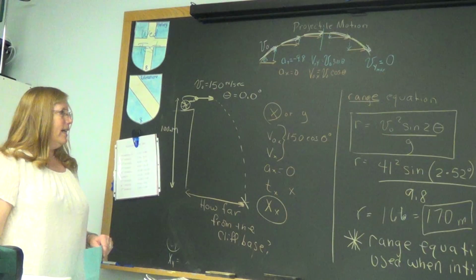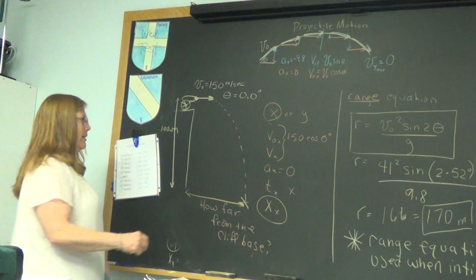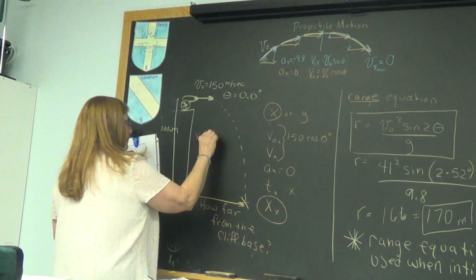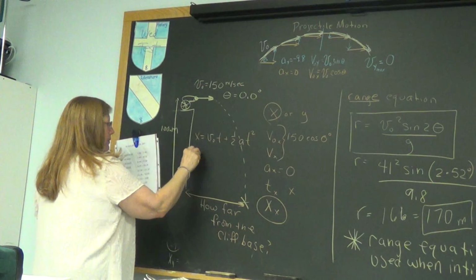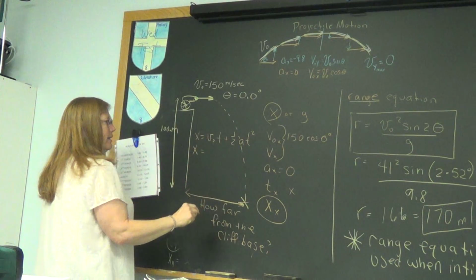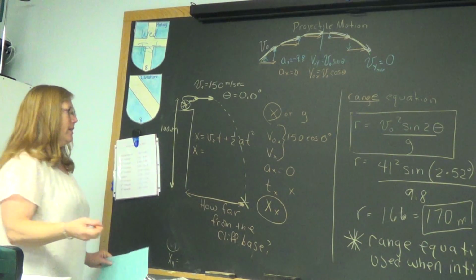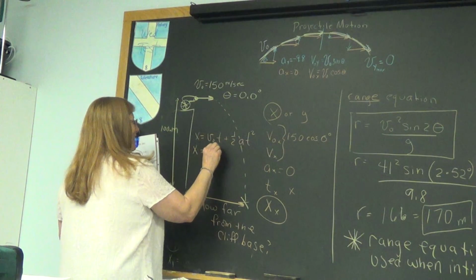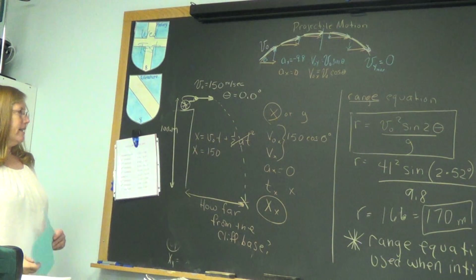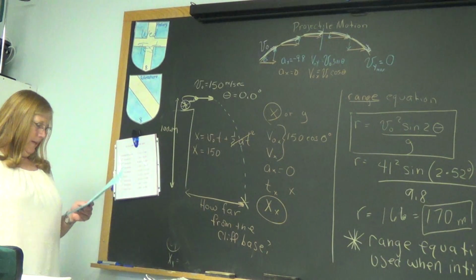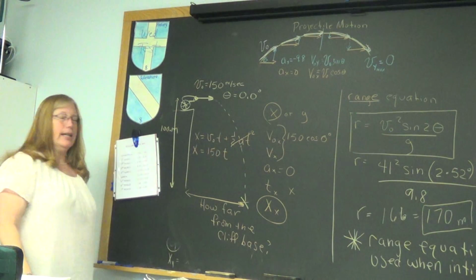If we pull out any equation, they're all going to fail us, but one will get us a little further than the others, and that's this one. We're looking for x in the x direction. The initial velocity is 150 cosine 0, and cosine 0 is 1, so it's 150. This term zeroes out because the acceleration is 0. So we end up with x equals 150 times t, and we hit a dead end.